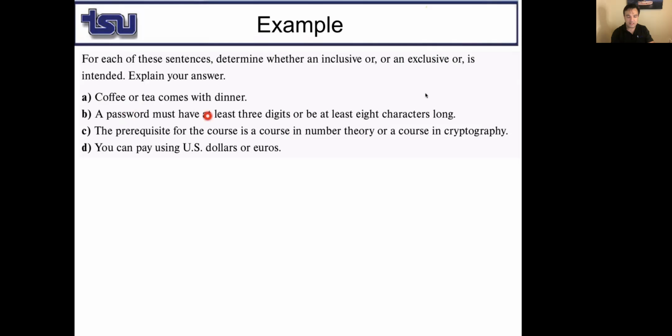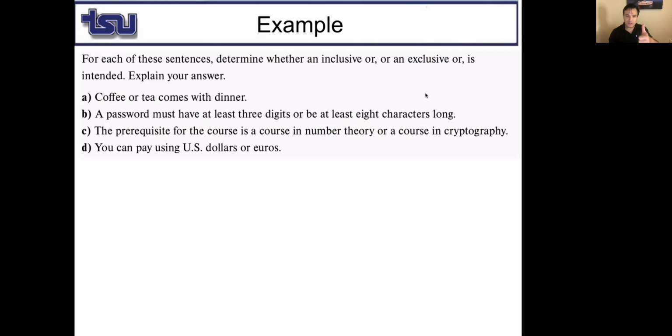A password must have at least 3 digits or be at least 8 characters long. Well, if it has 3 digits, you are fine. If it has 8 or more characters, you're fine. What about if you have both? If you have 9 characters and that includes 4 digits, you're still fine, right? So that's inclusive OR.